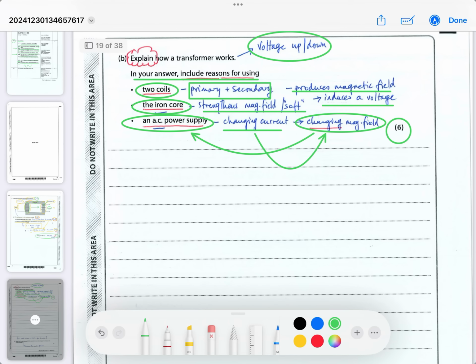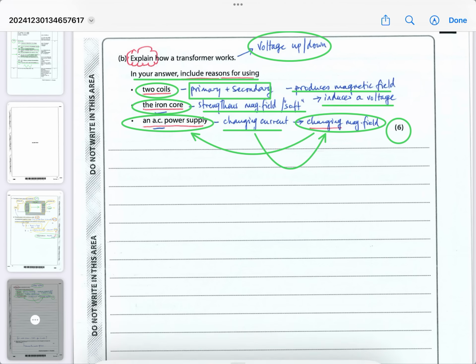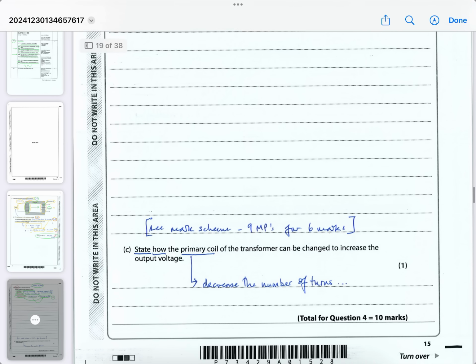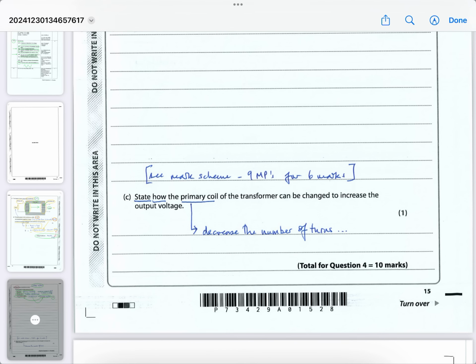So I explained it in note form, and you've got to write it out in bullet points, and they're giving you your marks for clarity, detail, and depth. Okay? So there are 9 marking points. And then finally, for this question, part C says, state how the primary coil of the transformer can be changed to increase the output voltage.